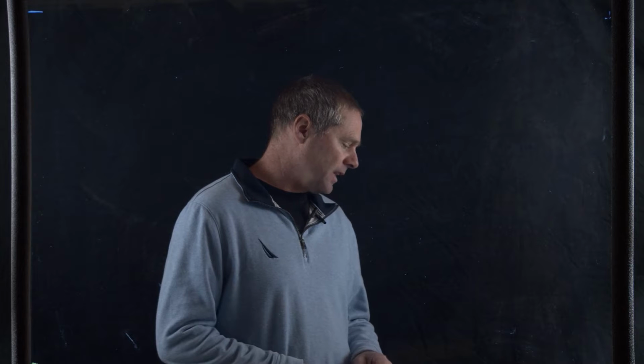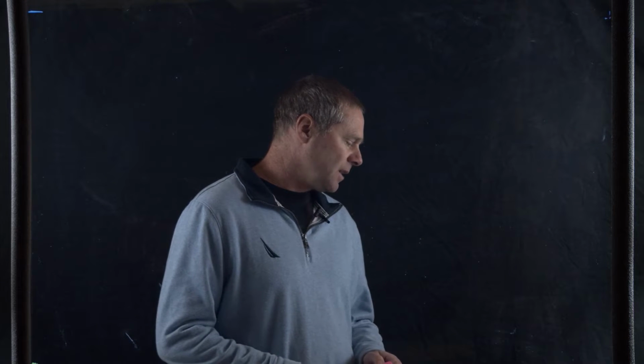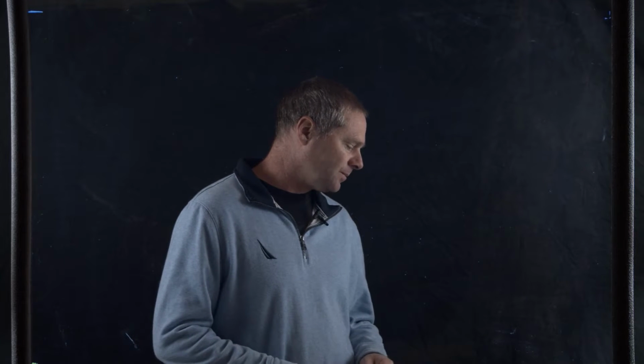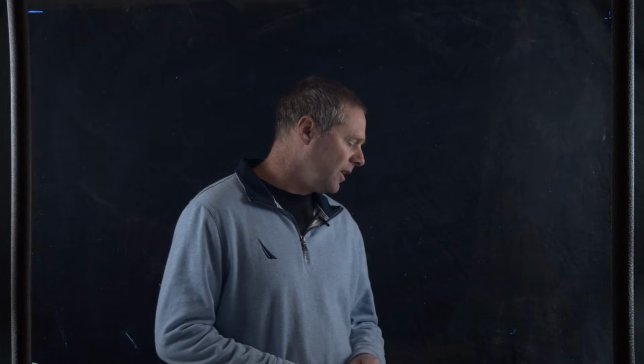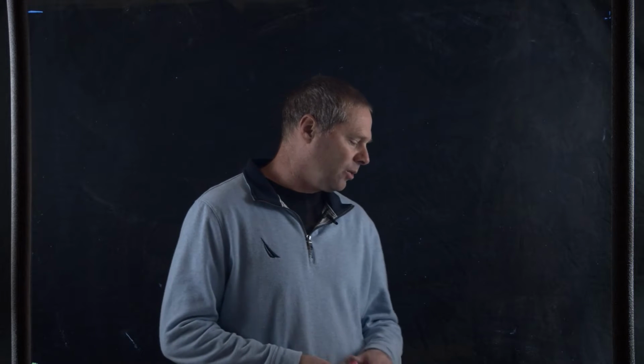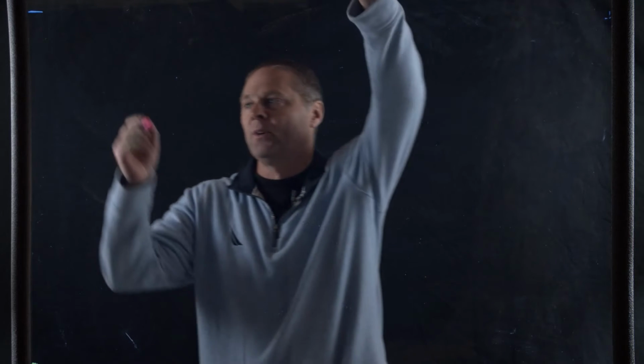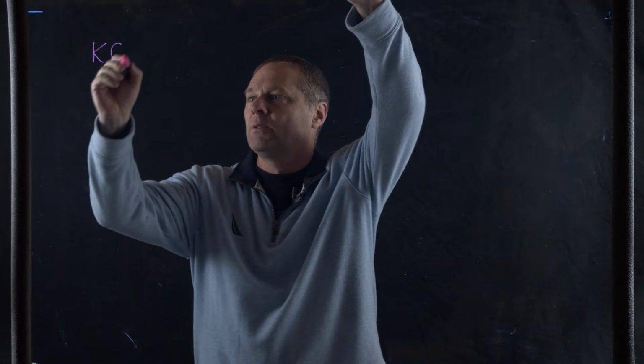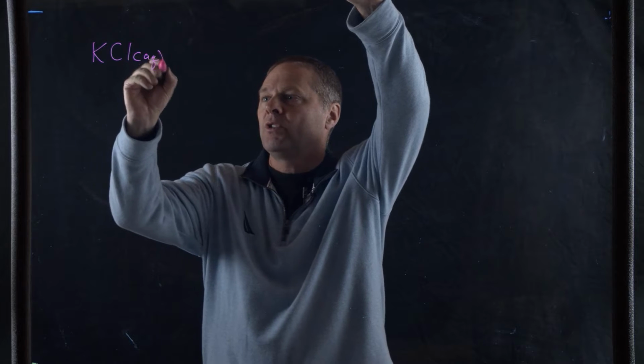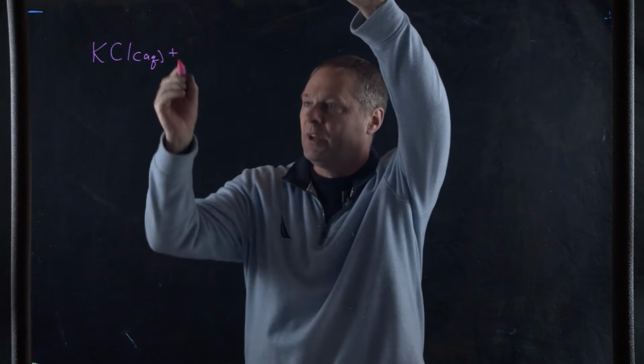Which of the following pairs of aqueous solutions, when mixed, does a precipitation reaction occur? If so, write the balanced molecular, total ionic, and net ionic equations for each of the following. So the first one we have is potassium chloride and iron 3 nitrate. So we have potassium chloride, which is aqueous, plus iron 3 nitrate.